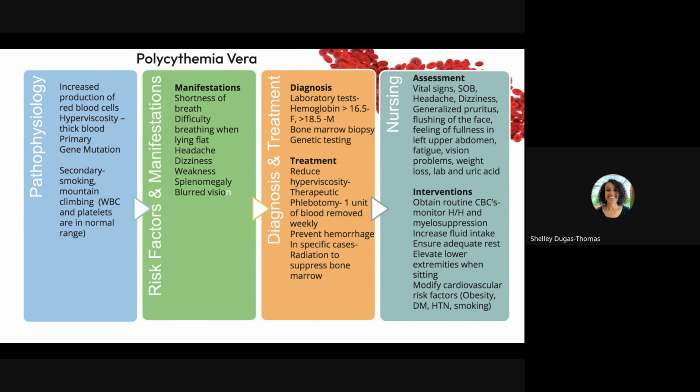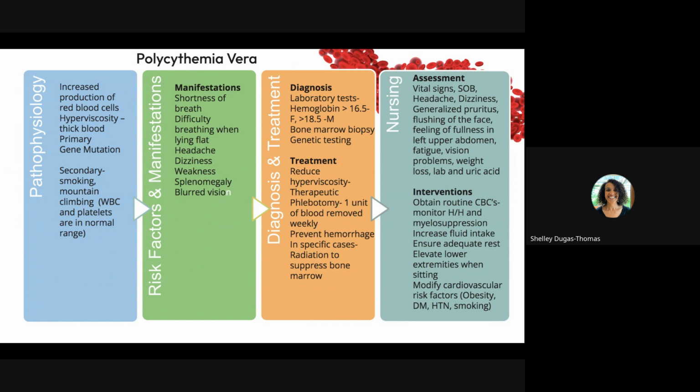So this hyperviscosity increases risk for thrombosis, organ congestion, and hypoxia. Manifestations usually are fatigue, headache, dizziness. You may have an enlarged spleen. You'll also possibly have pruritus, facial flushing, visual disturbances, possibly nose bleeding, and bleeding on the gums. Diagnosis is done through CBC, with increased RBC. White blood cells may also be increased. Bone marrow biopsy would show increased RBCs.